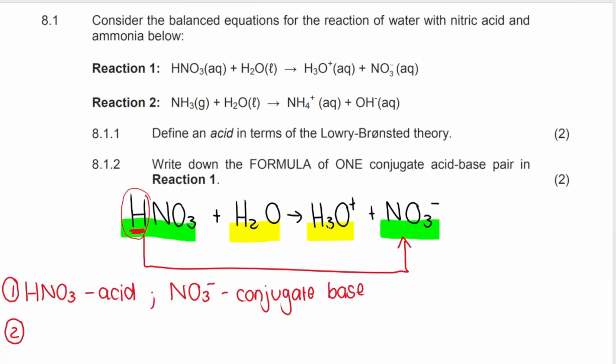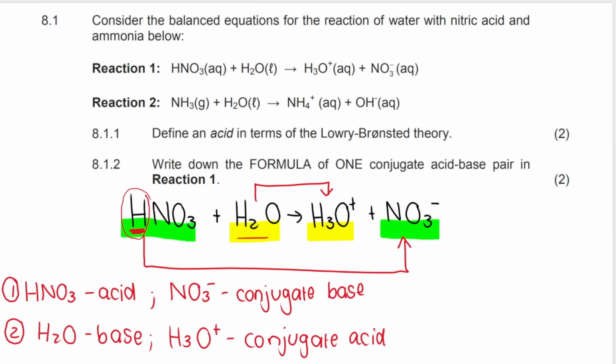H2O became H3O+. So what did H2O do in order to become H3O+? It had to have gained an H. In other words, it had to have accepted an H+, which means that H2O is a base. It's a proton acceptor. And when it accepted that proton, it became H3O+, which is therefore my conjugate acid. And that's why it's called acid-base pairs. Acid forms conjugate base, base forms conjugate acid.